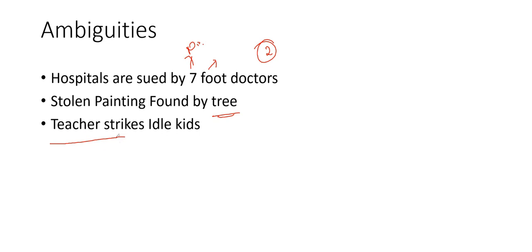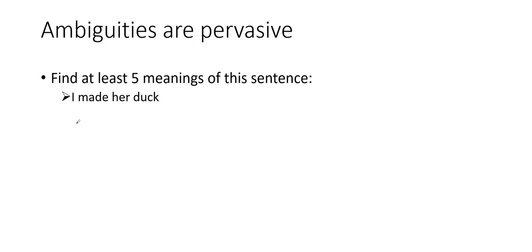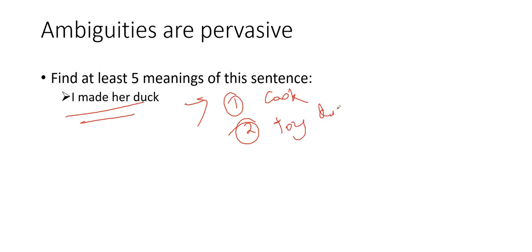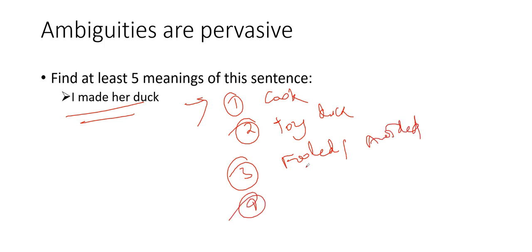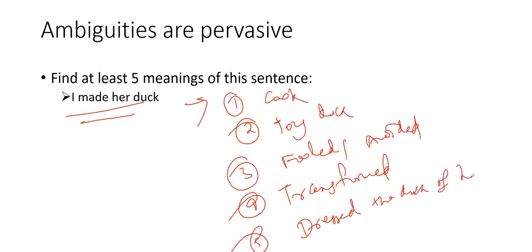Third sentence, similarly, "Teacher strikes idle kids." The more realistic meaning is that there is a strike by the teachers and the kids are idle. So the ambiguities are pervasive, and we can have different meanings of this sentence. For example, it can mean that he cooked; second, that he has made a toy dog; third, that he has fooled or avoided her; another meaning, transformed through some magic; and another meaning, that he has actually dressed the dog. So it can have more meanings. Therefore the ambiguities are pervasive.